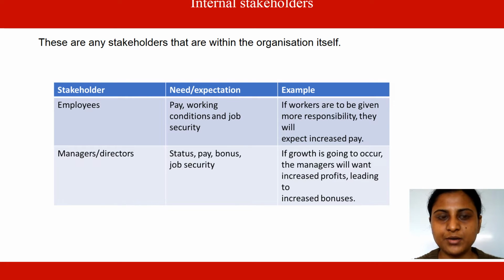Second set of internal stakeholders are managers and directors. Now managers and directors are also employees, but they control the work of others. Managers are in charge of making key business decisions. So some of the objectives of managers and directors would be a secure job. Just like a regular employee, they also aim towards a secure job.